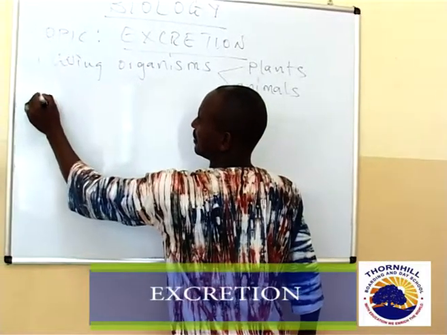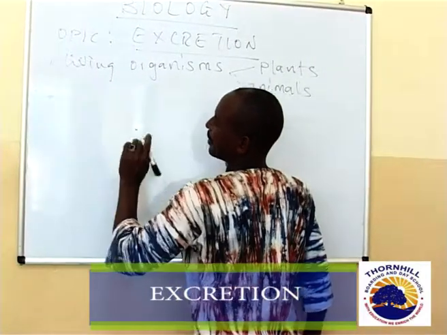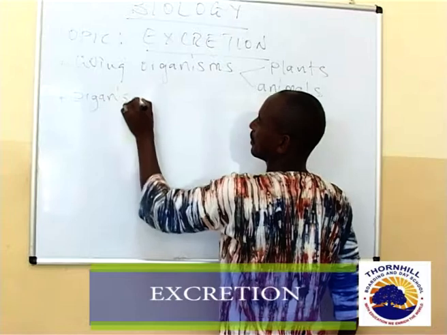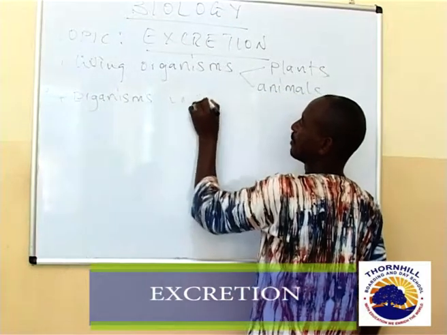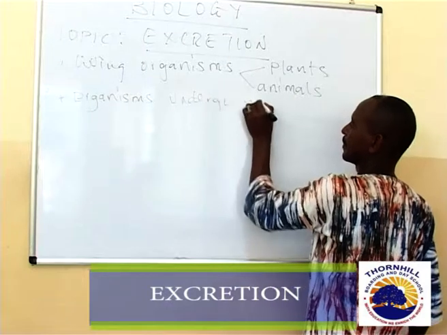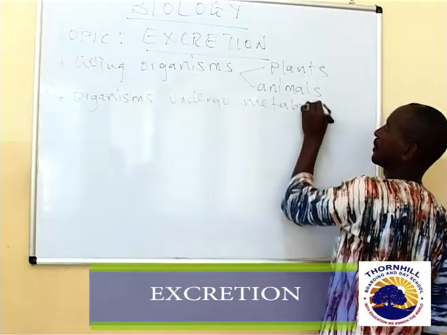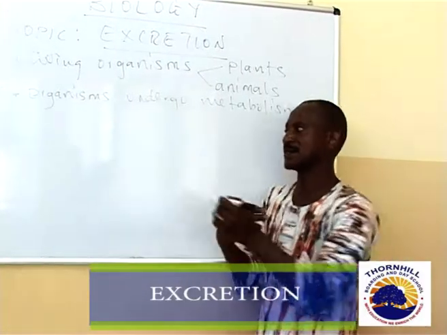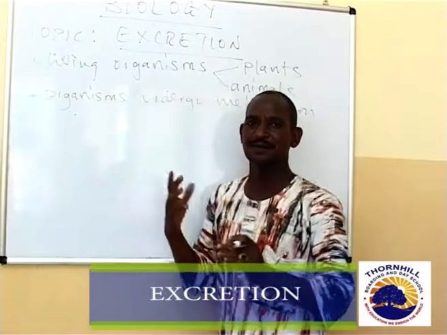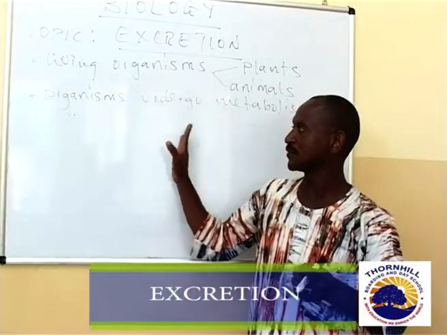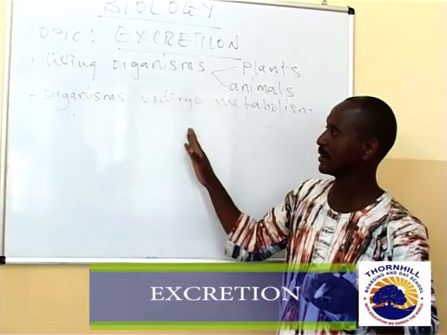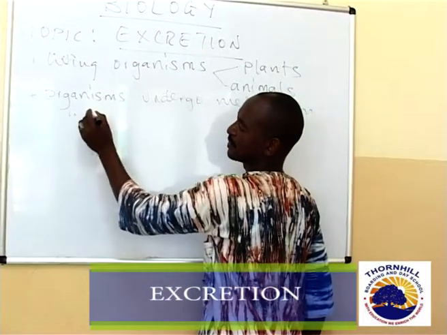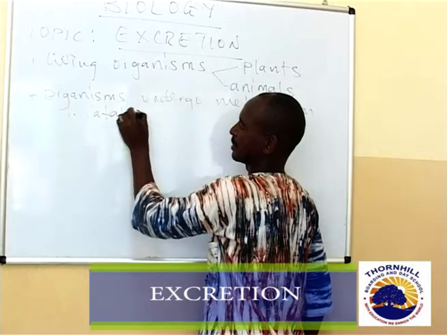Talking about excretion in plants and animals, living organisms undergo metabolism. This metabolism is classified in two classes. Metabolism simply means the chemical reactions which go on in the organism's body. We have two types of metabolic reactions. The first one is known as catabolic reaction.